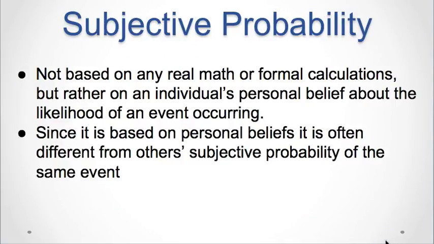Subjective probabilities are not based on any real math or formal calculations. Instead, they are based on a person's personal beliefs about the likelihood of an event happening. Since it is based on personal beliefs, it is usually different from other people's subjective probability of the same event. Subjective probabilities are a necessary part of life and are ways to quantify the unknown. They are based on opinions and past experiences. Think of subjective probabilities as ways to make decisions on limited information based on gut feelings or hunches.